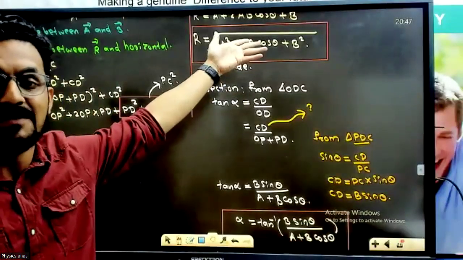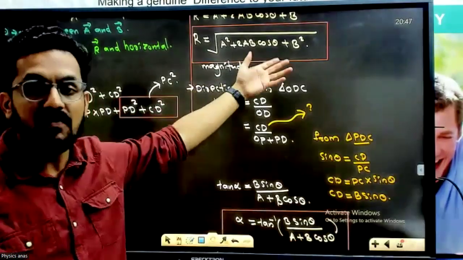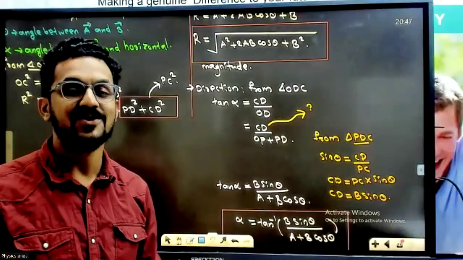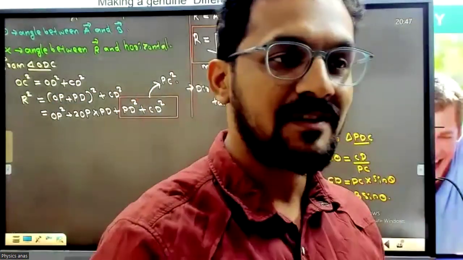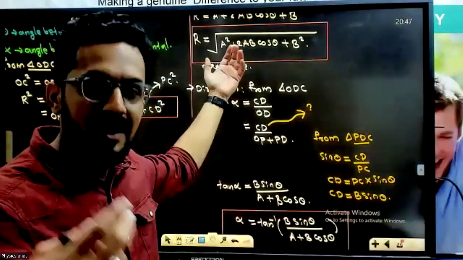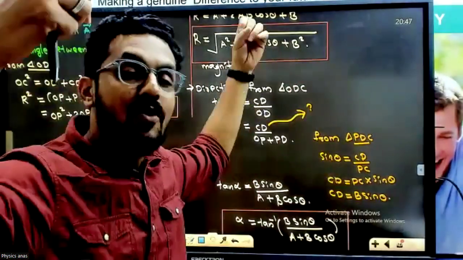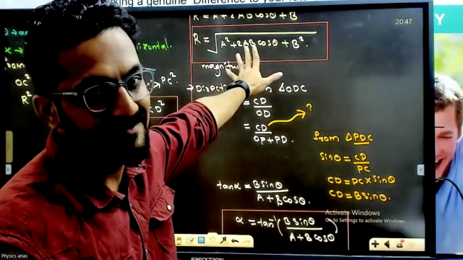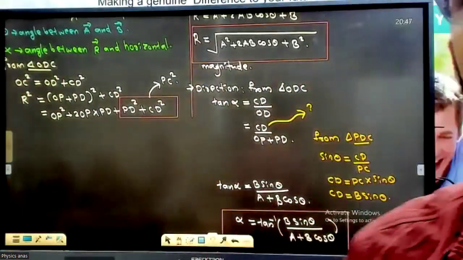This equation is pretty simple. If you have two vectors and the angle between those vectors, you can find the resultant. You don't need to draw a triangle. You don't need to draw a parallelogram. That's the beauty of this equation. You don't need to draw a polygon. You can just use this equation. This is the diagonal.